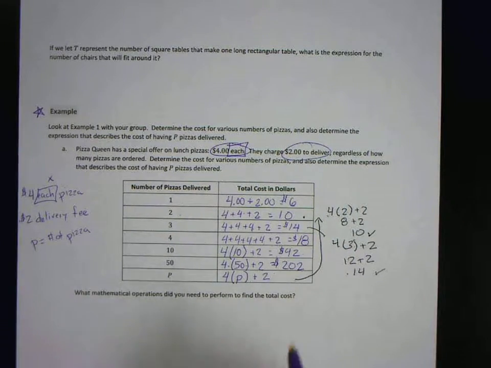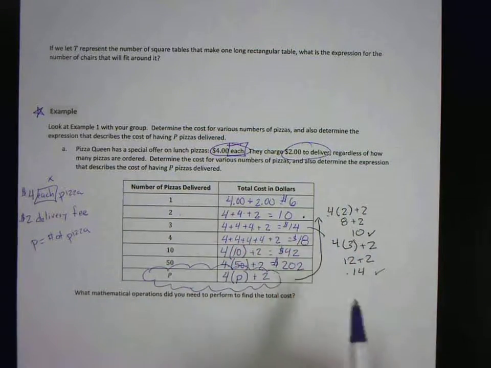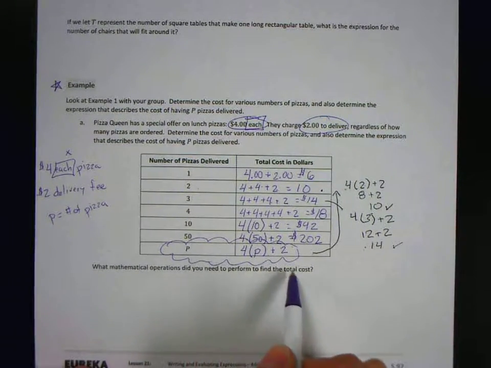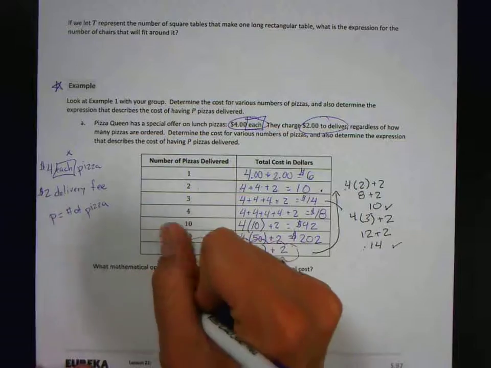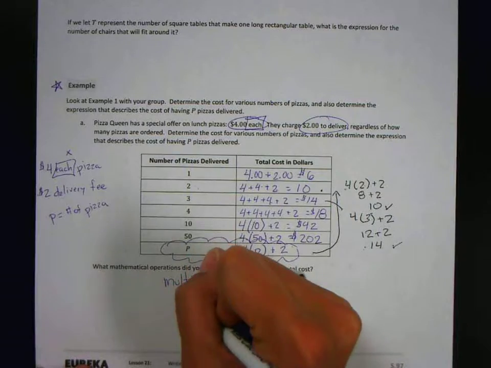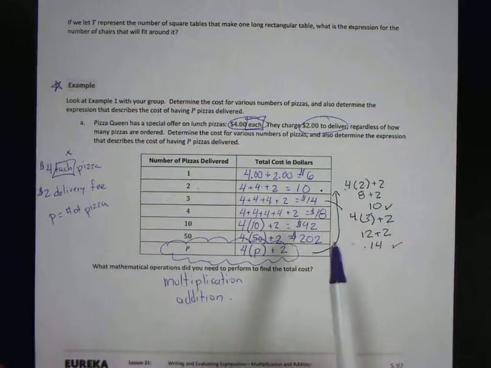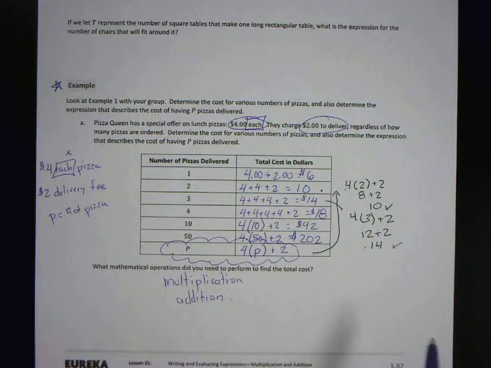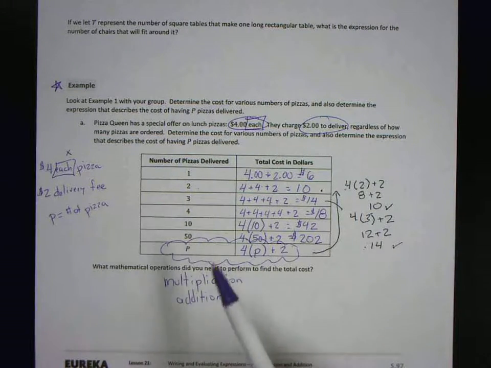So now we wrote an expression using P as our variable when figuring out how much it's going to cost us for pizza. It asks us what mathematical operations did you need to perform to find the total cost. So if we look at our expression here, what operations are happening? You've got multiplication and addition. So this one is a little bit trickier than the previous ones, only because it had multiplication and addition. But I wanted you to be able to see this because this is a real life scenario. Whenever you order pizza or order anything, you've always got your delivery fee, which is a flat fee, and then times however many things that you buy.